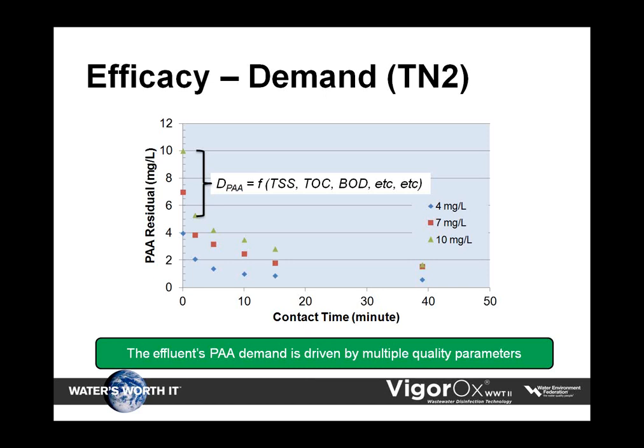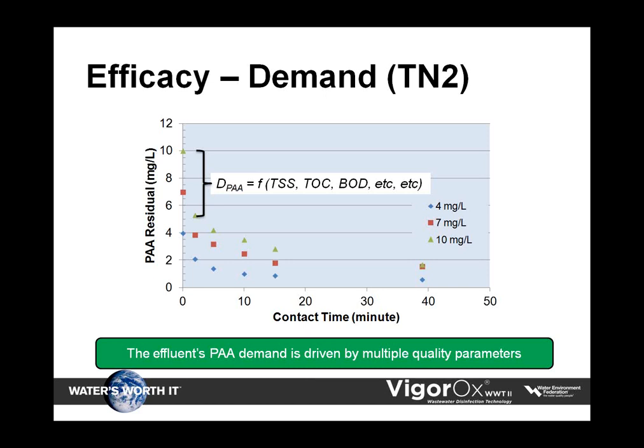For example, at this Tennessee plant, we measured the drop in PAA concentration over time. As expected from demand kinetics, PAA demand increases from 2 to 5 ppm, which would be the drop from the first point to the second point, or the first point to the second point here, as the initial PAA concentration increases from 4 to 10 ppm. Understanding demand behavior is critical for process control, since those parameters that increase demand may change over time.